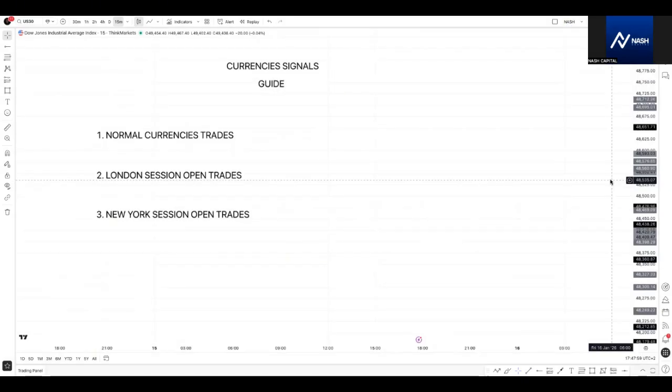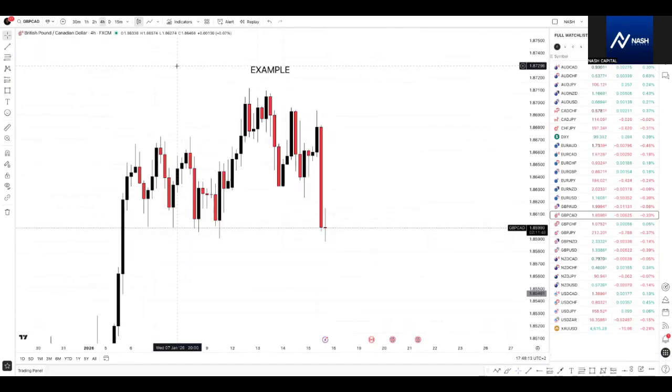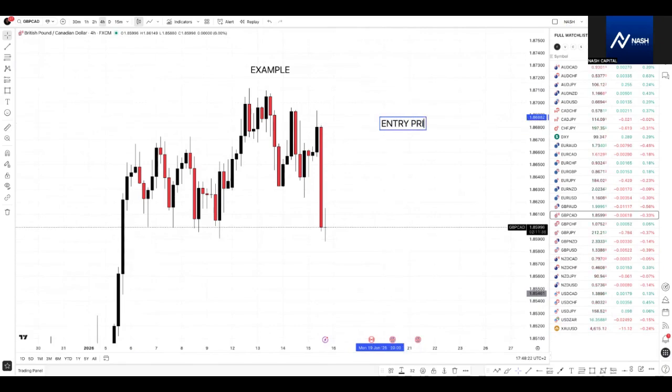We are divided into 3. We have our normal currency trades. We have London session open trades. We have New York session open trades. So we'll start talking about the normal currency trades. This is how it works. I will send a signal to you guys. My signal will give you the coordinates. It will give you the entry price, a stop loss, and a TP1.